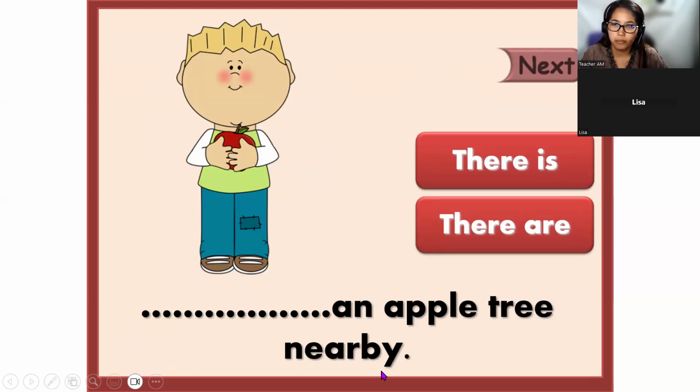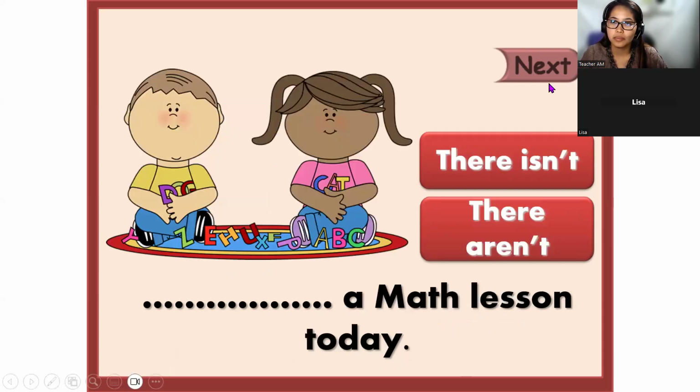There is an apple tree nearby. Yes, there isn't any apple tree nearby. Great. What about this one? There aren't a math lesson today. Okay. Now we say there isn't because of the word a. If there's an article a, that means it's only one. There isn't a math lesson today.